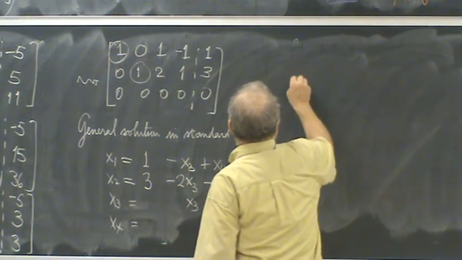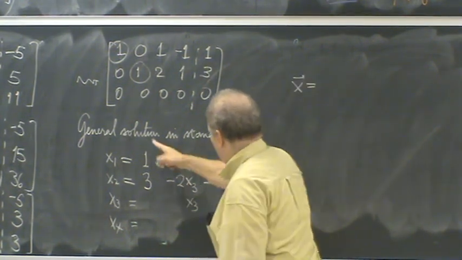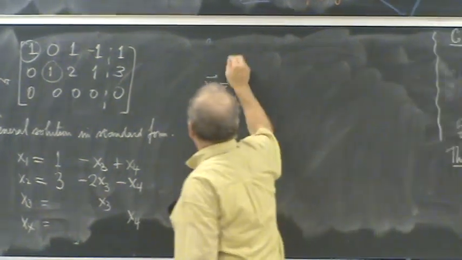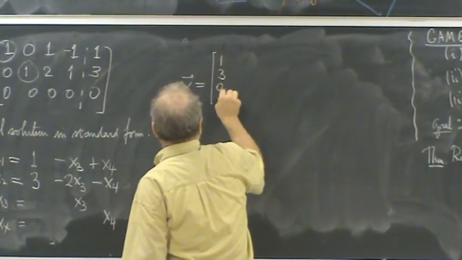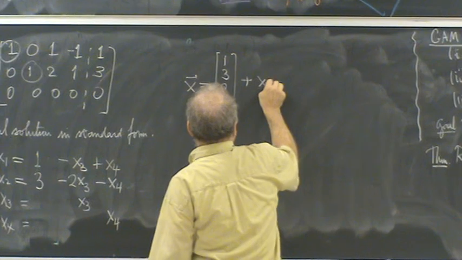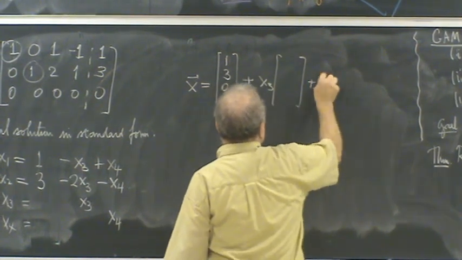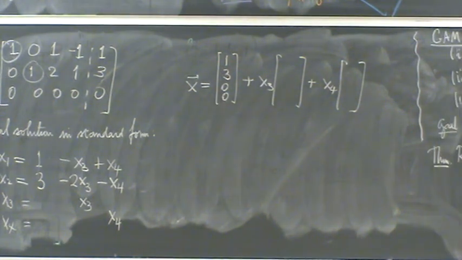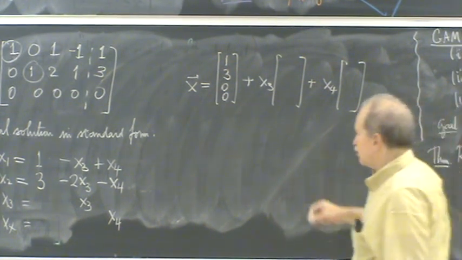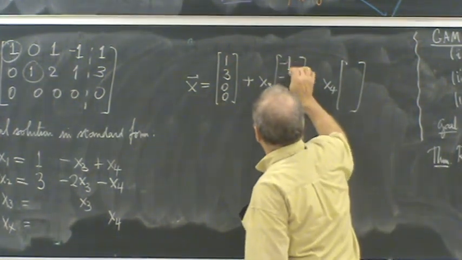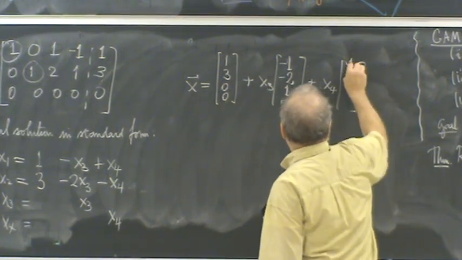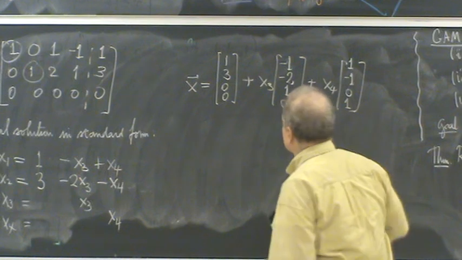So the general solution is going to be, you have vectors here, nicely lined up. You have your vector of scalars plus a free variable for x3, a free variable for x4, and their respective coefficient vectors are negative 1, negative 2, 1, 0, and 1, negative 1, 0, 1. That's the general solution.